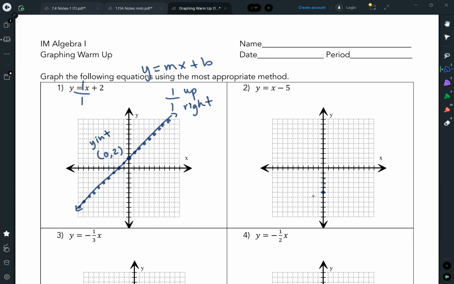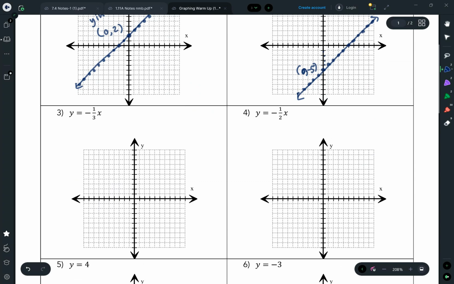So on number 2, we start at 0, -5. That one's a little trickier because you have to realize that your y-intercept is a negative. My slope's still 1 over 1, so I'm still going to go up 1 over 1. All right, so there's our second one. Third one, we're working together again.